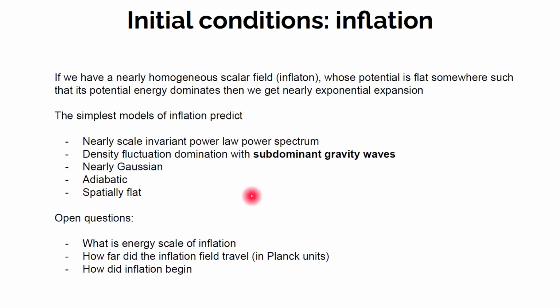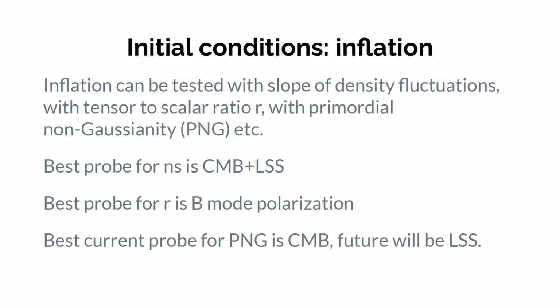Okay, so there are open questions, which is, what is the energy scale of inflation? How far did the inflaton field travel, and how did inflation begin? Some of these can actually be answered by these kinds of measurements, such as the slope and tensor to scalar ratio. So, what can we measure in terms of probing inflation? We can measure the slope of density fluctuations. And the best probe for that is combining cosmic microwave background and large-scale structure, because we have a much larger leverage arm in that case.